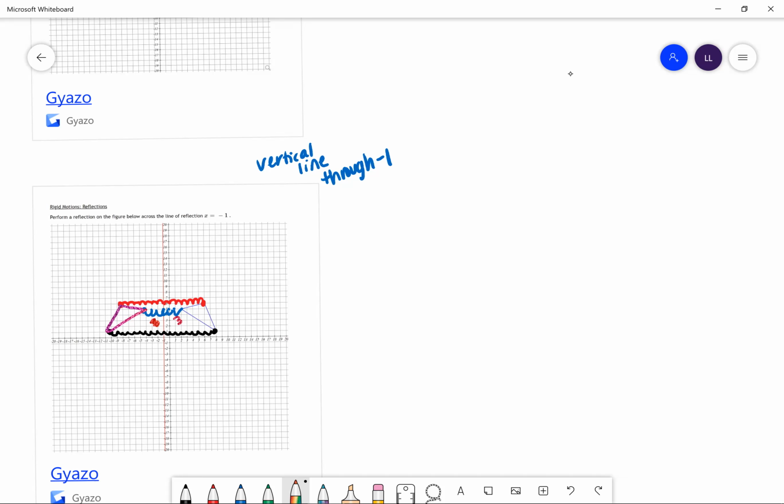I want you to know that the distance is always twice whatever it is for the reflection. So let's talk about how to write a function rule for this. For x equals -1, we know that this is a reflection, that we're reflecting over the line x equals -1. That's what we know, so let's make that note.